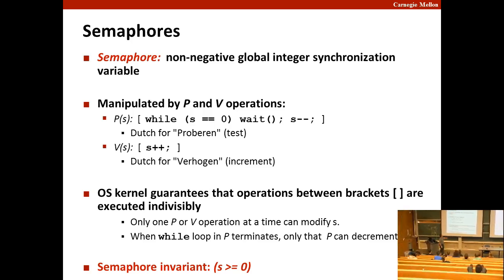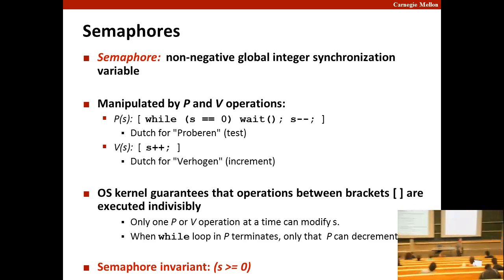Okay? So what we show here within brackets is that in order to implement a P, we're probably doing something like this. As long as the count of available resources is 0, wait. Once the count of available resources is not 0, decrement the count and keep going. The brackets suggest this is atomic. In other words, not interruptible.